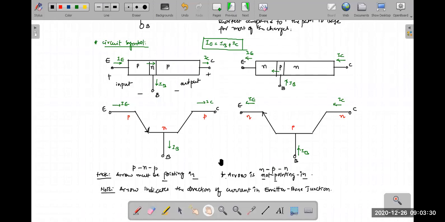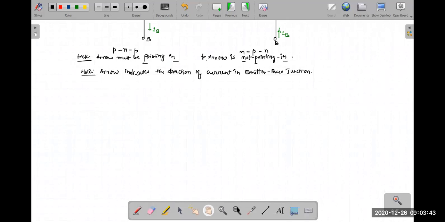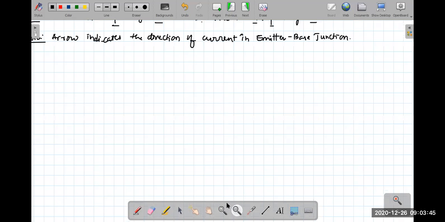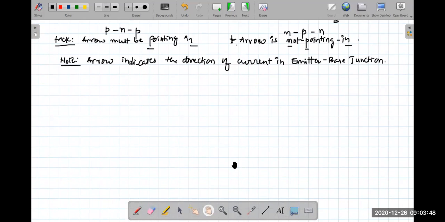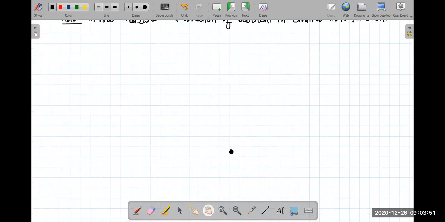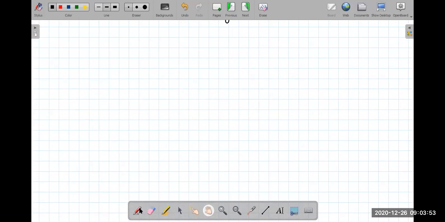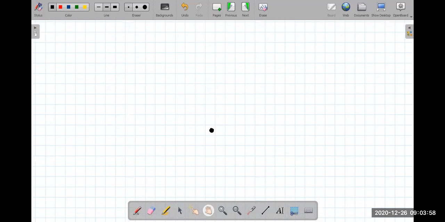Now, what we have to do is talk about the biasing. That means application of some voltage to extract some output, so that we can study it. So we need to do some biasing. How we can use this transistor, first let's talk about the biasing.